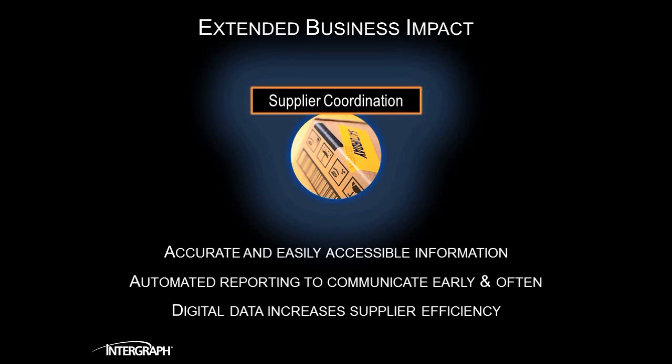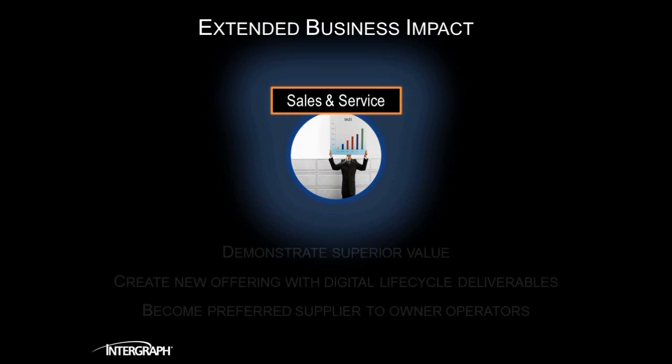Another area of extended impact is in terms of working with suppliers. You can benefit from accurate and easily accessible information. Automated reporting makes it easy to communicate early and often. Supplying accurate digital data increases your supplier's own efficiency.